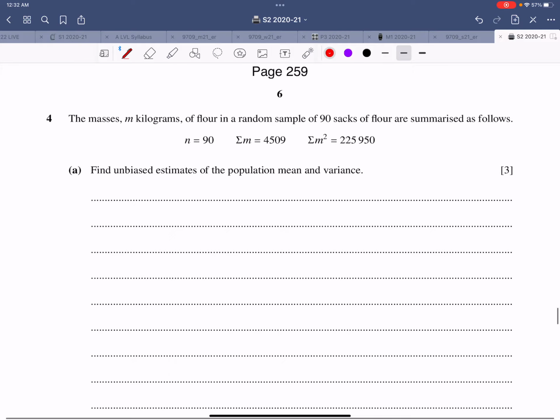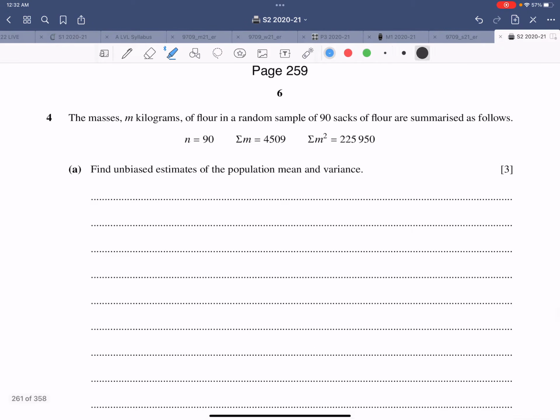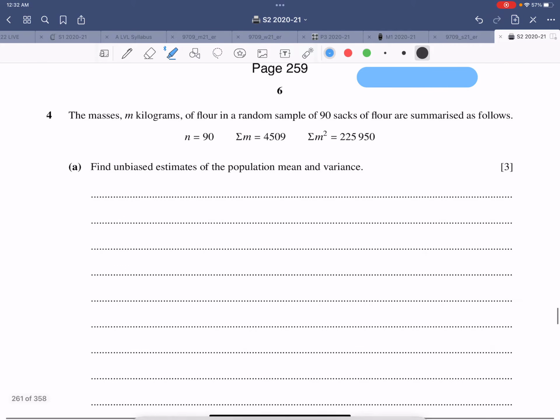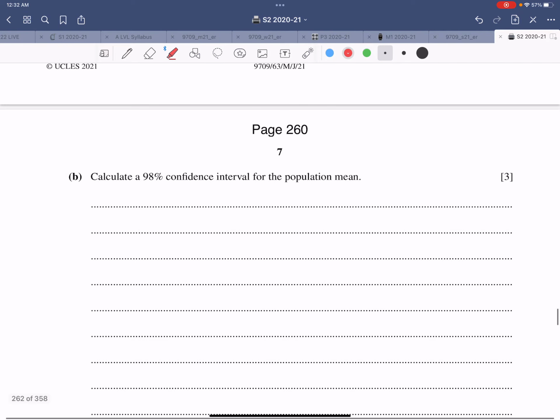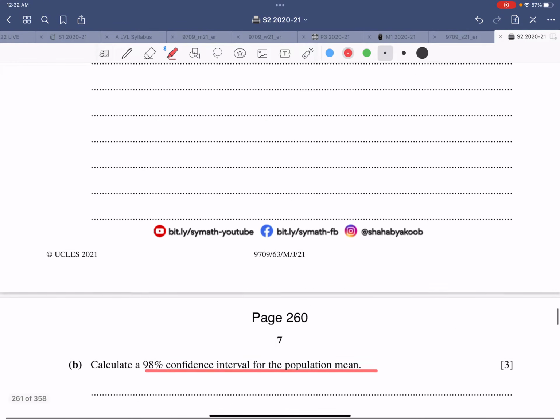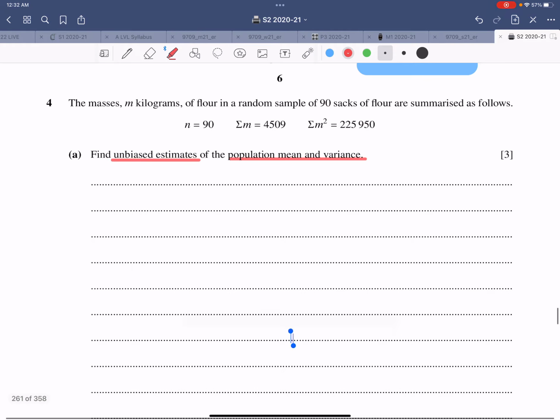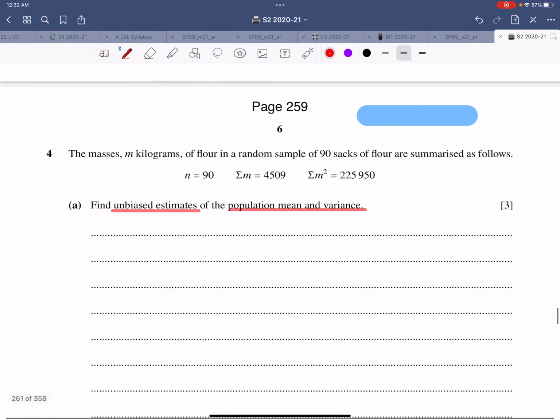Question number 4. What is this question about? It says the masses in kilograms of flour in a random sample of 90 sacks are summarized. First thing first, that is unbiased estimate of population mean and variance. And then most probably it would be a confidence interval for the population mean. Straightforward, easy marks for this one. So therefore, this is unbiased estimates and confidence interval.